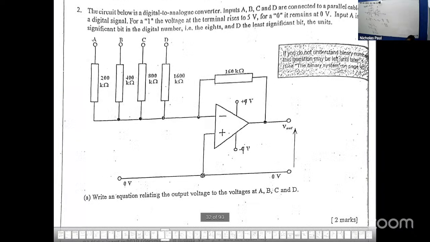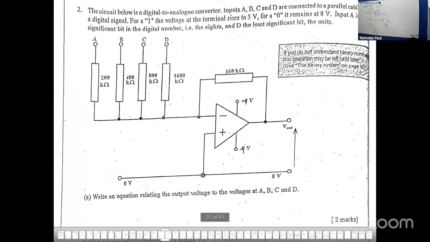The circuit below is a digital to analog converter. Input A, B, C, and D are connected to a parallel cable carrying a digital signal. For a 1, the voltage rises to 5 volts, and for 0, it remains at 0. The input A is the most significant bit in the digital number. That is 8 digits, D will be the last, right?